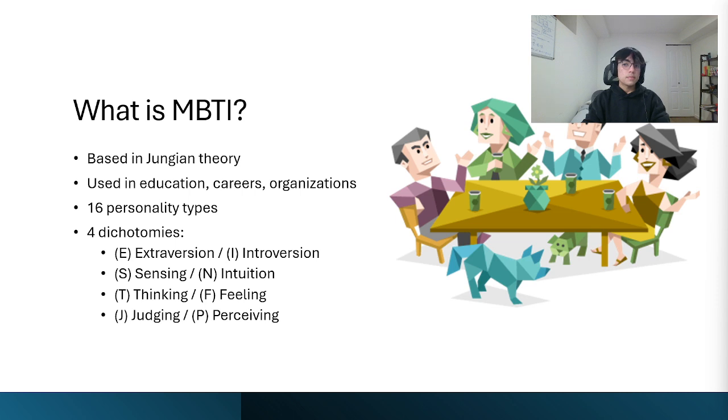MBTI classifies people into 16 distinct personality types based on four psychological dimensions: extroversion versus introversion, sensing versus intuition, thinking versus feeling, and judging versus perceiving. Each person receives a four-letter code or type, such as INFP or ESTJ, based on their preferences.